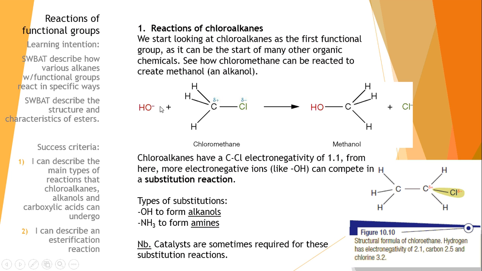OH, the hydroxyl group here, can be in the form of water. And you can see the OH actually displaces the chlorine ion here. The hydroxyl group here has a higher electronegativity, and so it pushes off the chlorine and then joins on to the carbon here to make methanol.